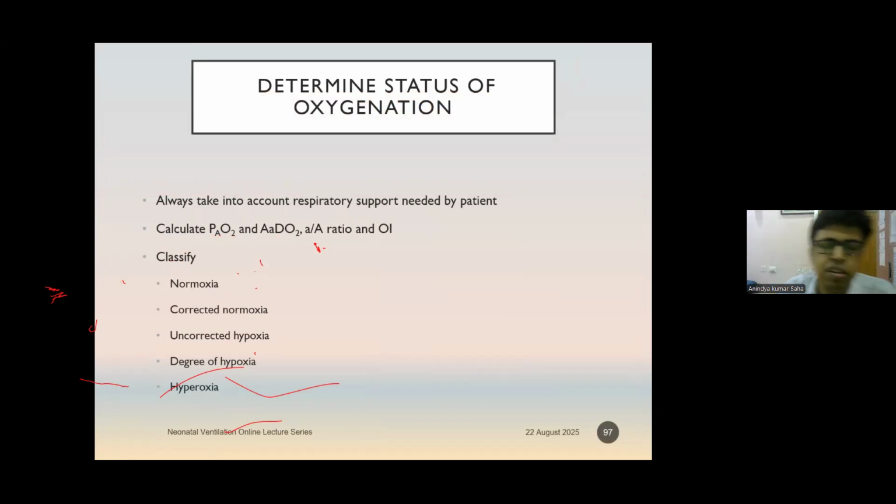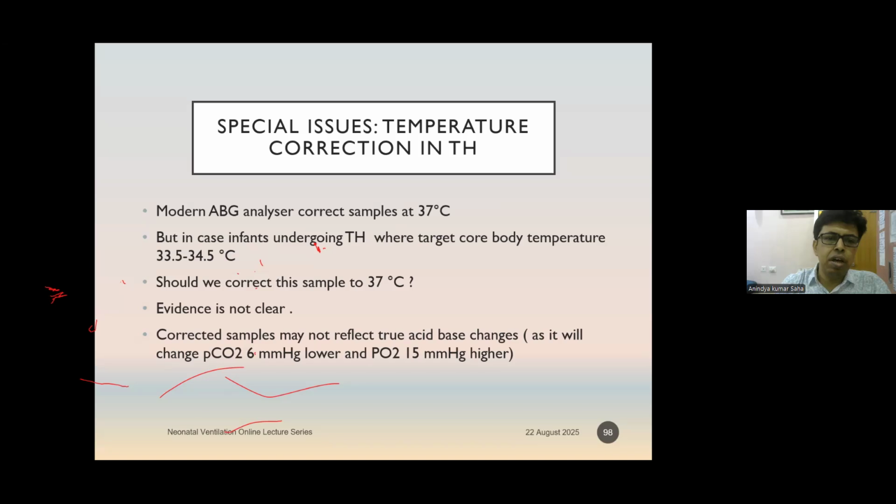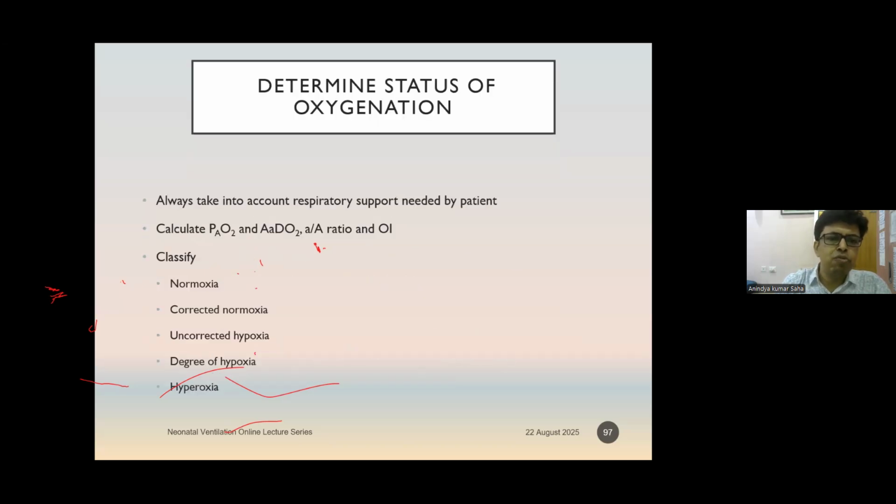Lastly, we have to determine the status of oxygenation. It has already been discussed. So there are PaO2, alveolar PO2, alveolar arterial gradient and the ratio. In the analyzer, we will have some alveolar arterial gradient value, and we can estimate a/A ratio, which I am not going into details, already discussed, and on the basis of that we can understand whether the baby is having normoxia, uncorrected hypoxia, degree of hypoxia, and hyperoxia.